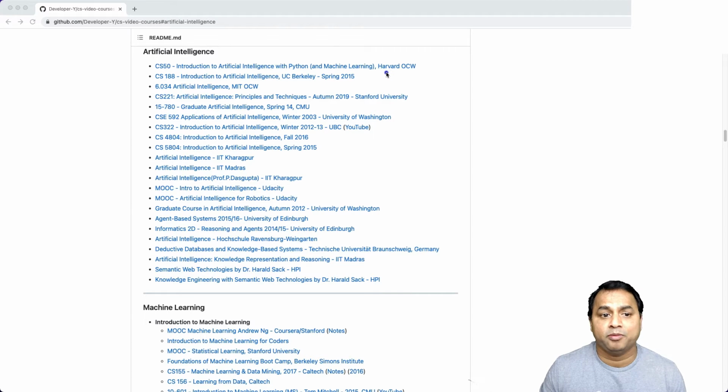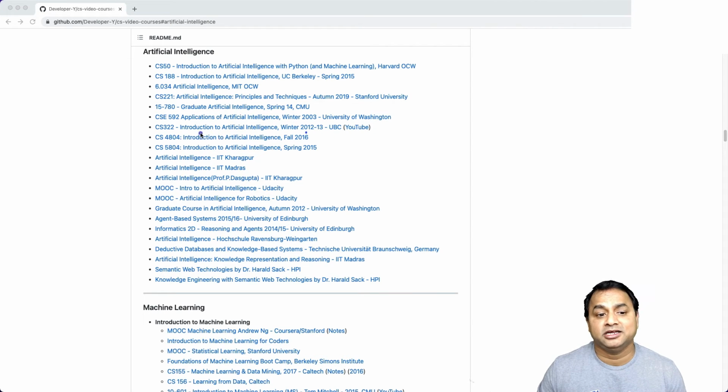Harvard University is providing that. And then you can see the introduction to artificial intelligence from UC Berkeley, and then MIT also provides a course. That's a good one. And then we have Stanford University artificial intelligence. These courses talk about the basic and intermediate levels as well. And then applications of artificial intelligence from University of Washington.